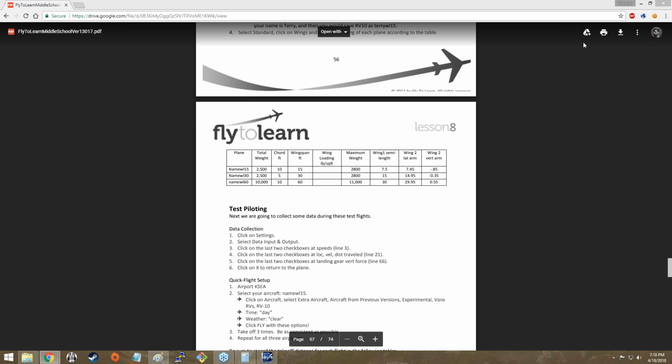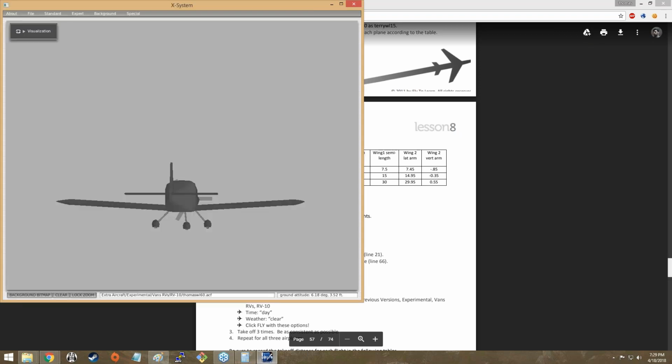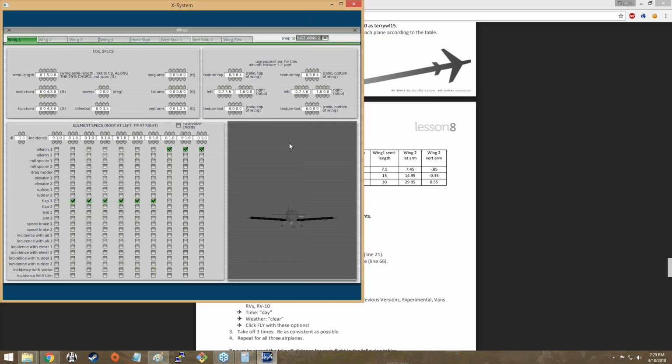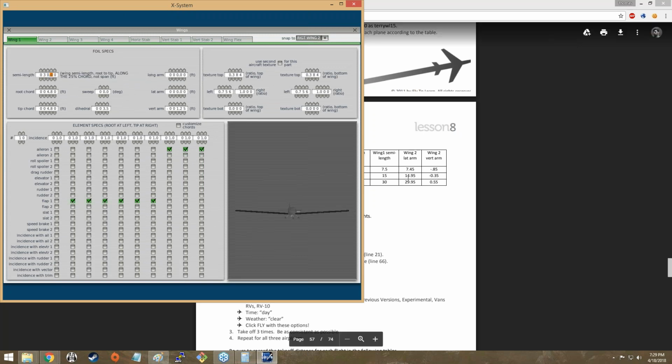Sure. Okay, so let me pop it up. For a given plane, you're going to want to change the wing information, and for the last one, you're going to want to change the weight and balance. If you go into the wing screen, you just fill in the appropriate values. In this case, wing one semi-length. Notice we're in the wing one tab. Just fill the semi-length with whatever is necessary. In this case, let's put 30, so we have it approximating the 60-foot plane.